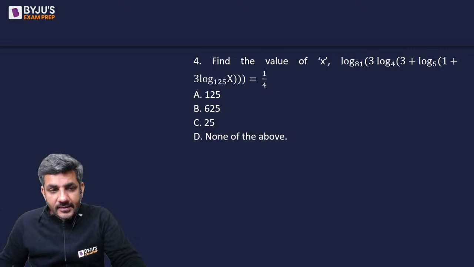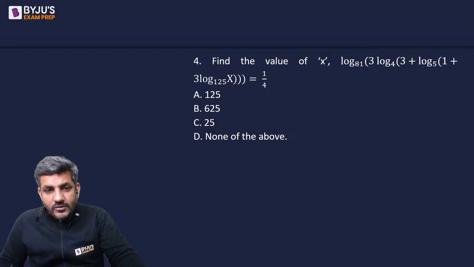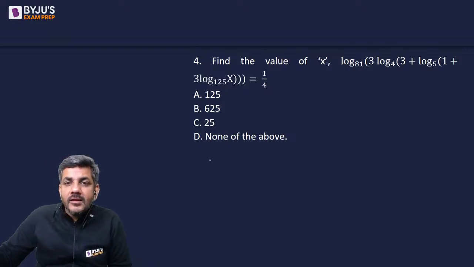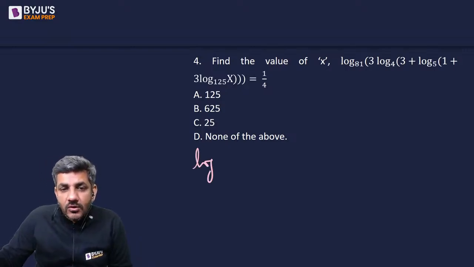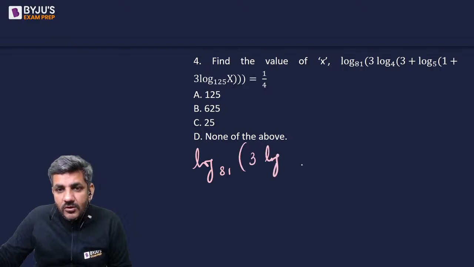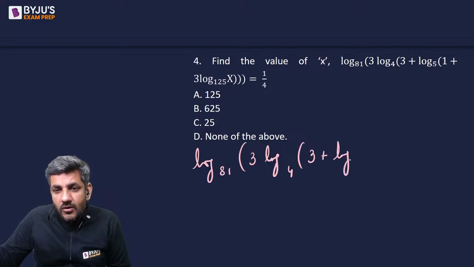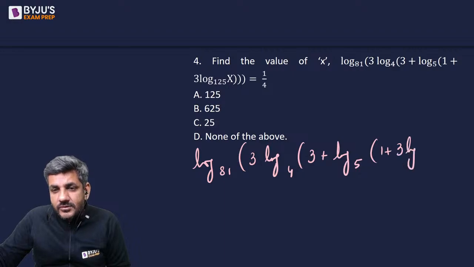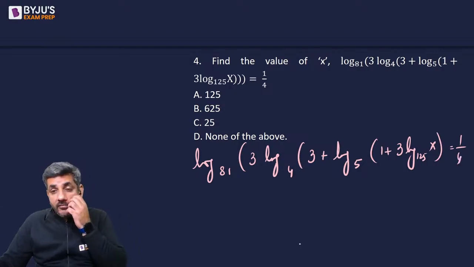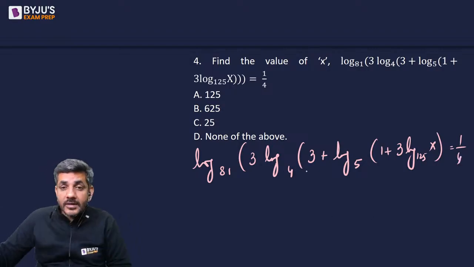Let us start doing it then. Okay. So Music Core says D, that is none of the above. चलिए देखते हैं क्या सही आता है इन दोनों में से. Find the value of x. It says log of base 81 of 3 times log of base 4 of 3 plus log of base 5 of 1 plus 3 times log of x with base 125. The question says it should be equal to 1 by 4. So how should I go about it?